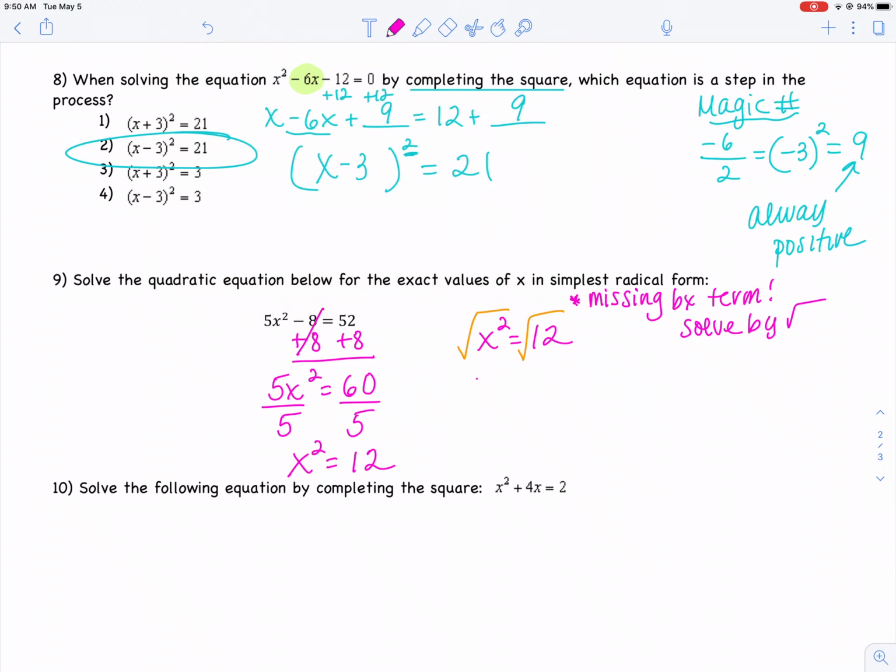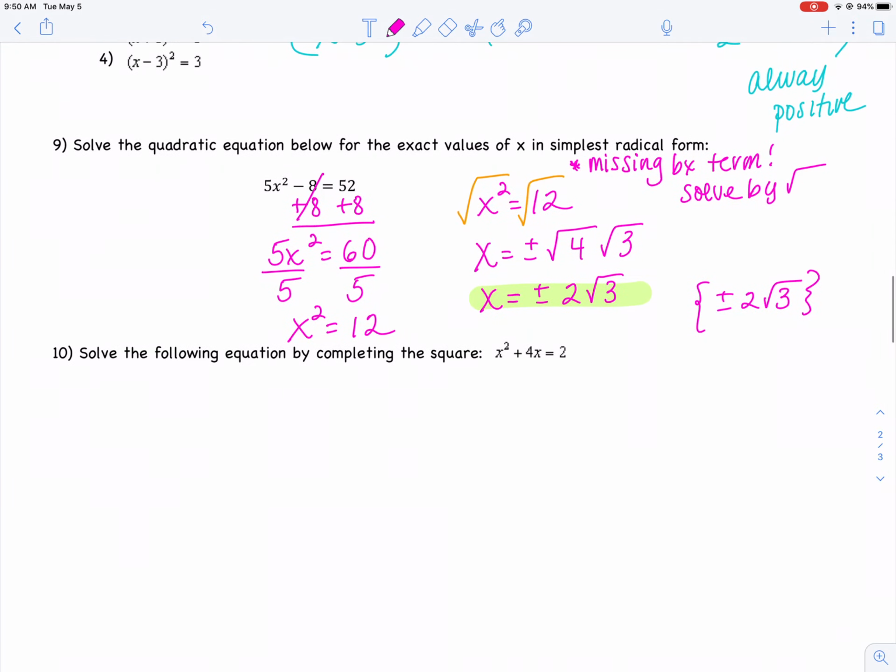12 can be broken down. I don't want to use 6 and 2. I can't use 6 and 2. I have to use 4 and 3 because 4 is a perfect square. So it's plus and minus 2 rad 3. That's your two answers. Again, I could show it plus and minus 2 rad 3.